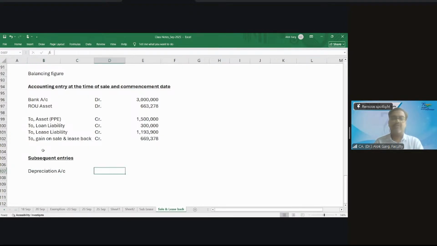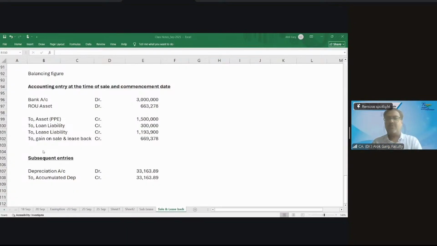So depreciation account debit to accumulated depreciation, right? Credit. Yes, 6,63,278 divided by 20. Then you have to pay the lease rentals. Yes, you have to pay the lease rental. Interest expense. Interest on lease liability also you have to make, and payment of lease liability interest.